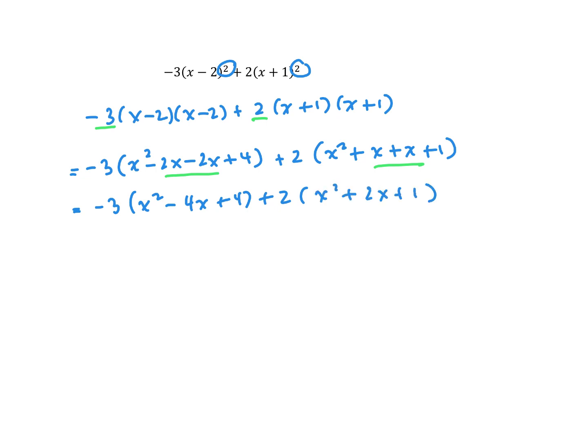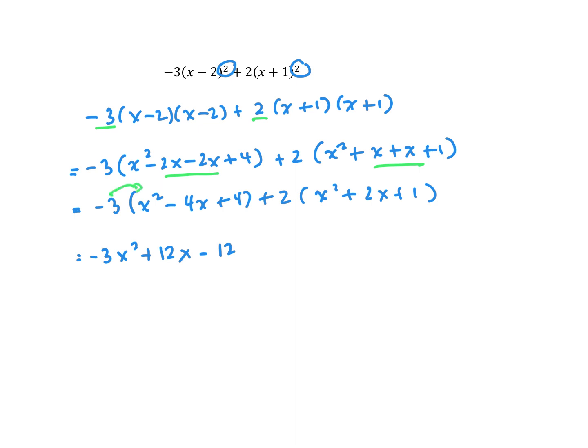This is just my preference. I like to clean up the bracket before I expand again. Keep everything nice and neat and tidy. Okay, so now I'm going to multiply the first bracket by negative 3. Negative 3 times a negative is a positive 12x. A negative times a positive is a negative 12. Next bracket is getting multiplied by 2.